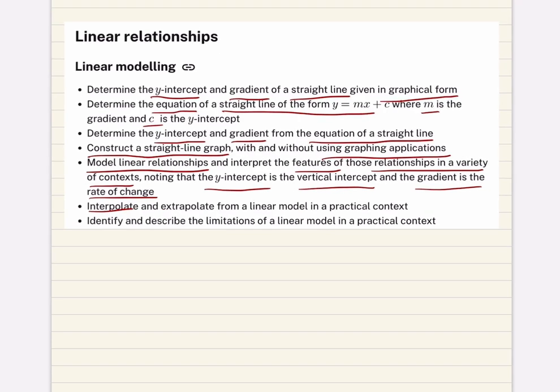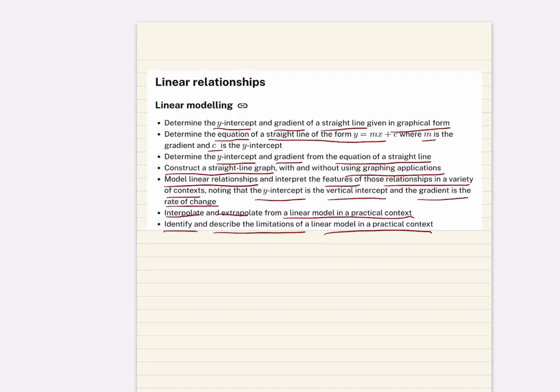Next, interpolate and extrapolate data from a linear model in a practical context. Interpolating is estimating data points within the range that was used to create the model. Extrapolating is estimating data points outside of the data range that was used to create the original model. And finally, identify and describe the limitations of linear models in practical contexts. So why might they not be that useful? We'll look into that too.